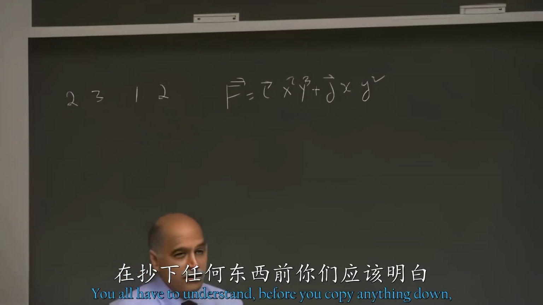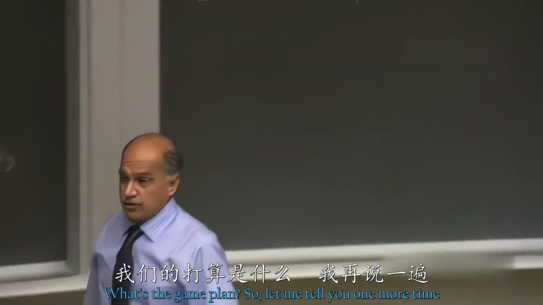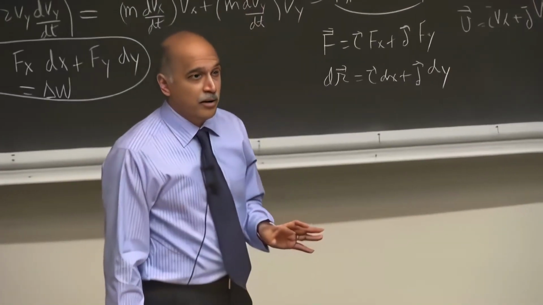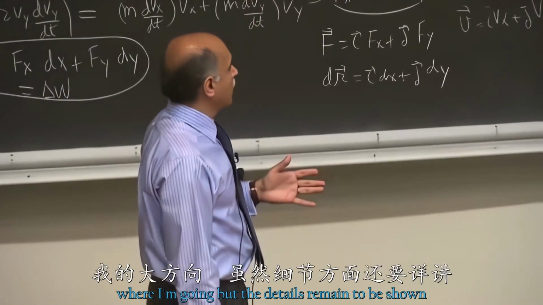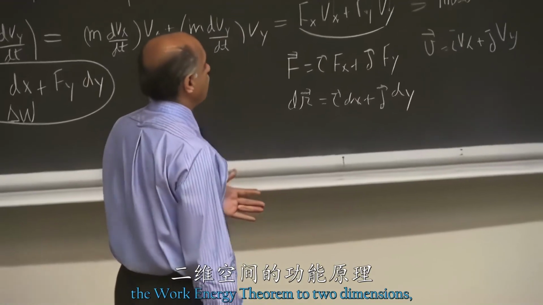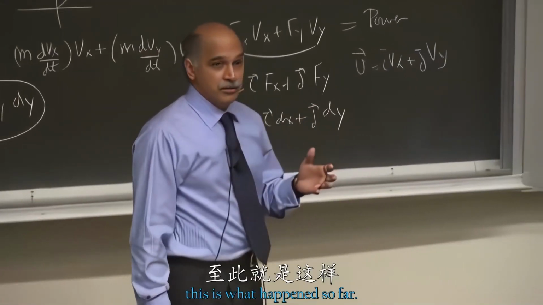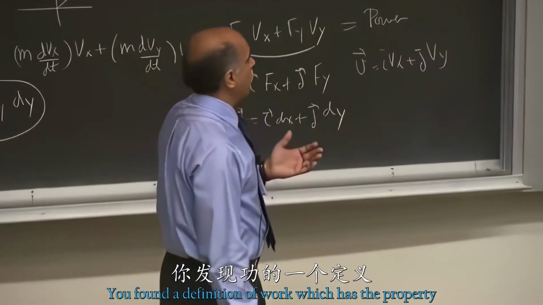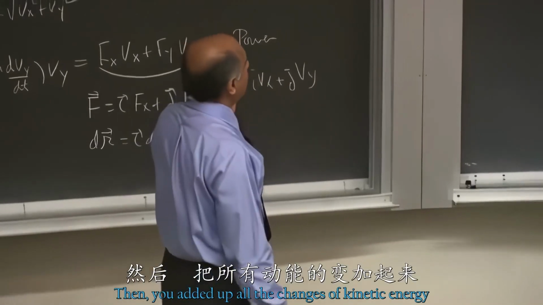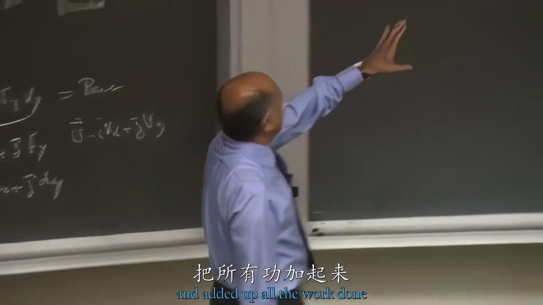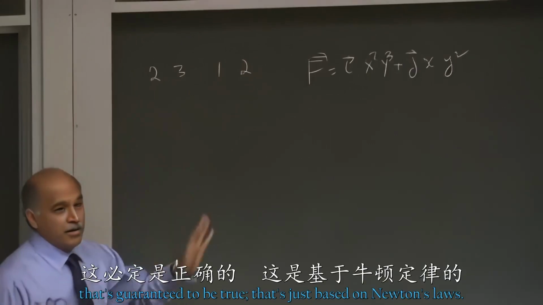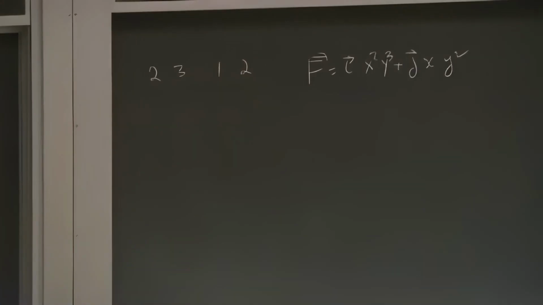You all have to understand before you copy anything down where we are going with this. What's the game plan? Let me tell you one more time, because you can copy this all you want. It will get you nowhere. You should feel that you know where I'm going, but the details remain to be shown. If you try to generalize the work energy theorem to 2 dimensions, this is what happened so far. You found a definition of work which has the property that the work done is the change in kinetic energy. Then you added up all the changes in kinetic energy and added up all the work done, and you said K2 minus K1 is integral of F dot dr. That's guaranteed to be true. That's just based on Newton's laws.